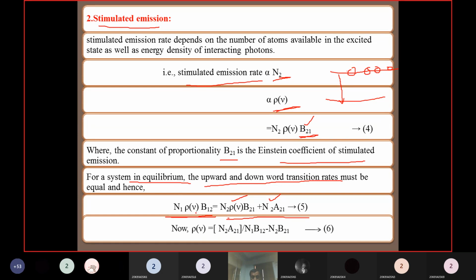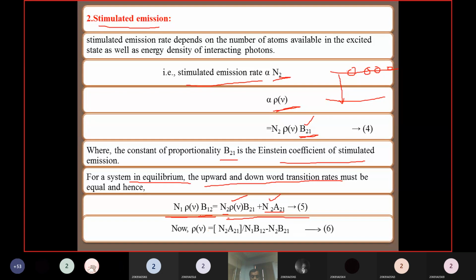What we are calculating is the energy density rho of nu. I will bring this term to this side, taking rho of nu common. The remaining terms are N1 into B12 minus N2 into B21. On the other side, only N2 A21 will remain.